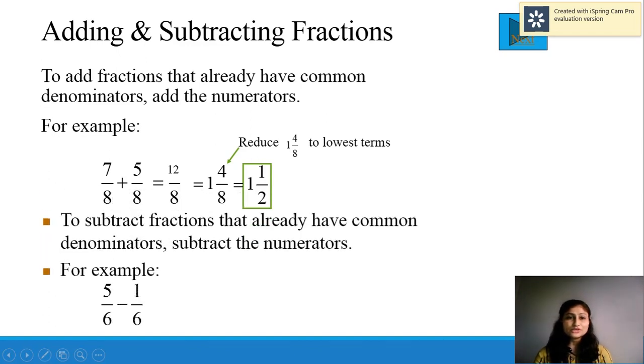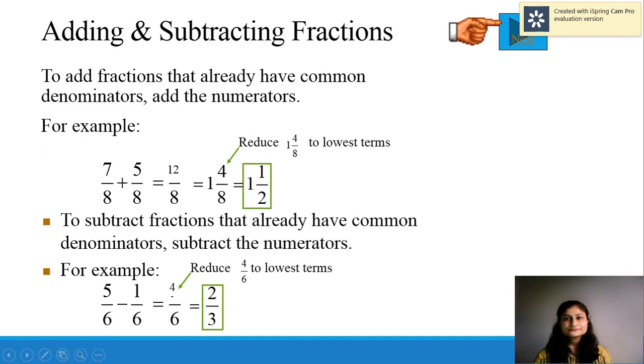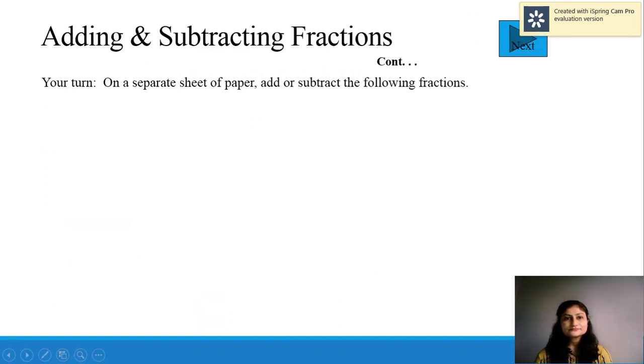Now we subtract fractions. 5 upon 6 minus 1 upon 6 is equal to 4 upon 6. We can reduce it to the lowest form and it is equal to 2 upon 3. Now you can do the practice.